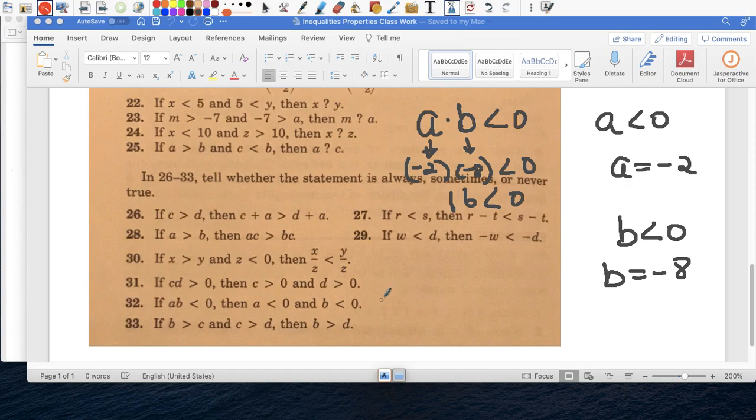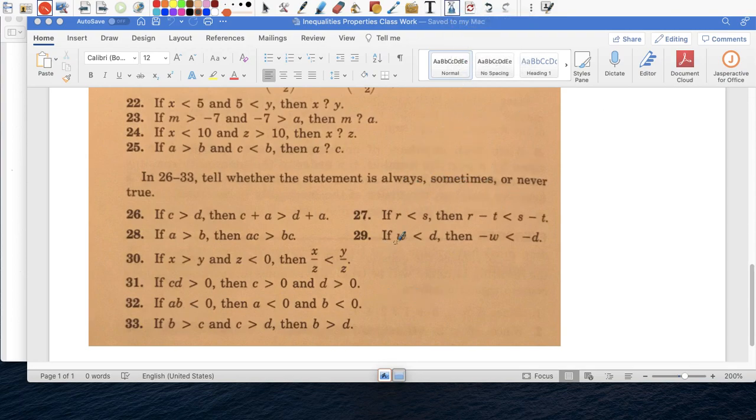So under this condition, A times B has to be less than 0. A will always be negative, and B is negative. Will that ever happen? No. So this is never true, because you can't get two negative numbers to multiply and equal a number that's less than 0. Remember, a negative times a negative is a positive, and a positive number is greater than 0, not less than 0. So this is never.